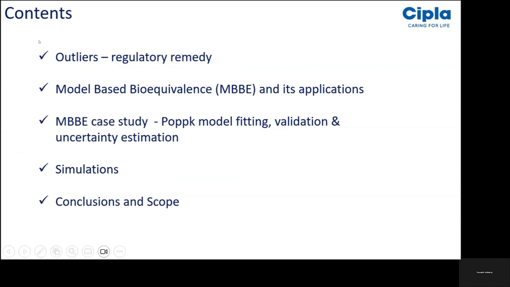So I'll be walking through the regulatory remedies for the outliers and the model-based bioequivalence, its introduction and its application. And we'll move on to a case study on the MBBE, where what we have done on the population pharmacokinetic model fitting, validation, and uncertainty estimation, followed by the simulations, conclusions, and the scope.